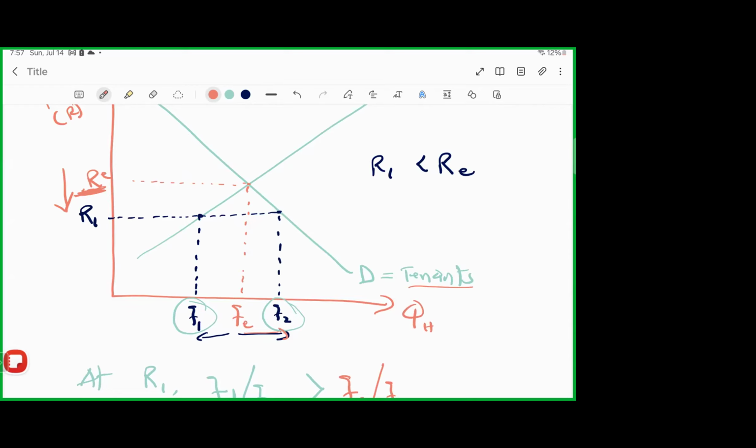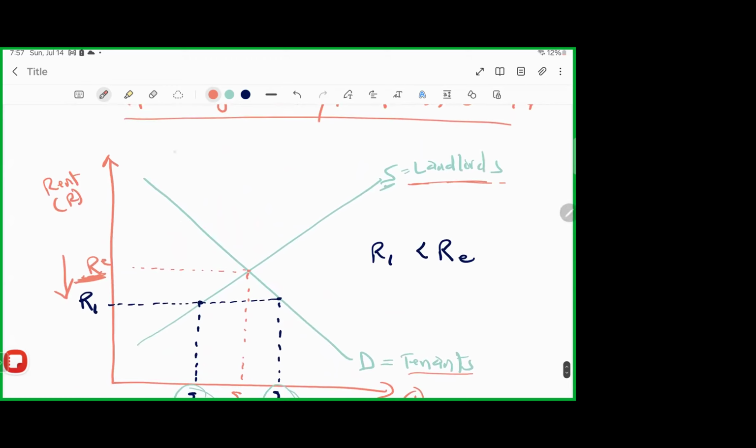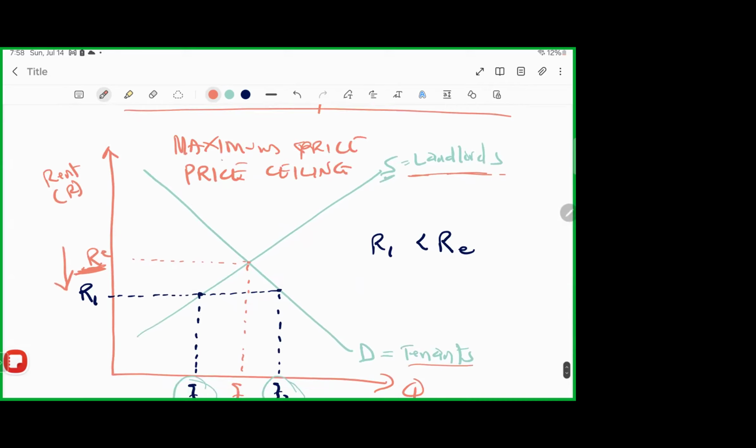So how many people will lose their accommodation because of the maximum price, which is because of the new price control? Remember, in this particular case we are still looking at the maximum price, which is the same thing as a price ceiling. Remember, the first one was a price floor. Here will be a price ceiling. So the government will set a ceiling, and that ceiling is this particular R1.